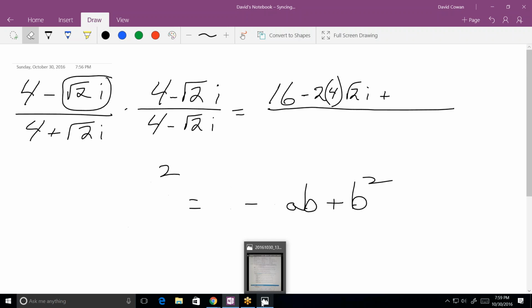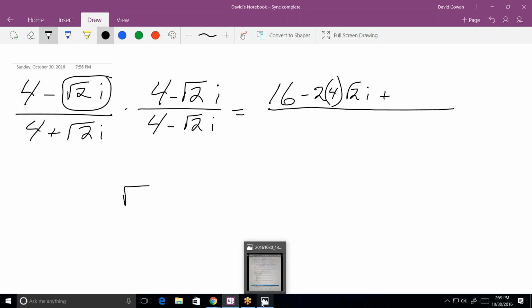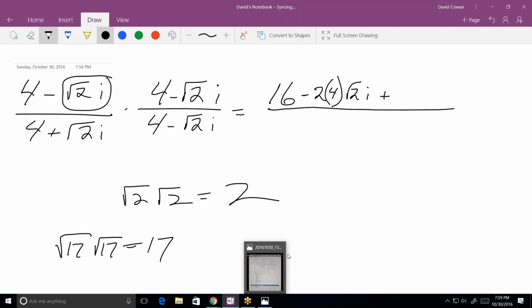I don't know. Well, square root of 2i times the square root of 2i? What's square root of 2 times square root of 2? Square root of 4? Well, the square root of anything times the square root of the same thing is the thing. So 2? Square root of 17 times square root of 17 is 17. In other words, you don't want to actually multiply these two numbers together and then try to figure out what the square root of it is. Just know that the square root of x times the square root of x is equal to x.